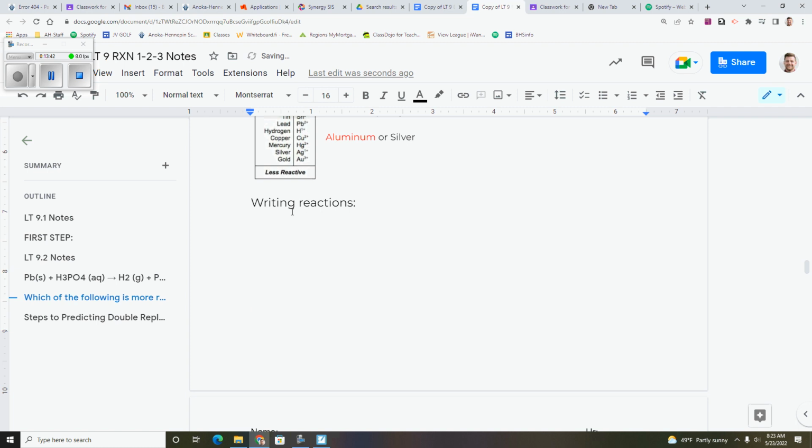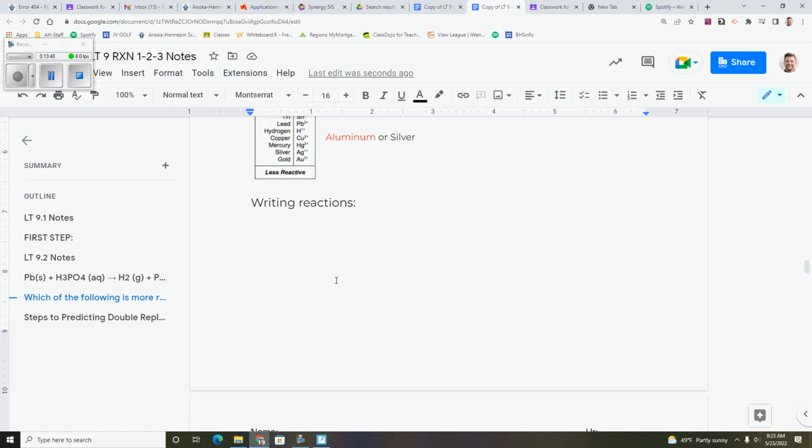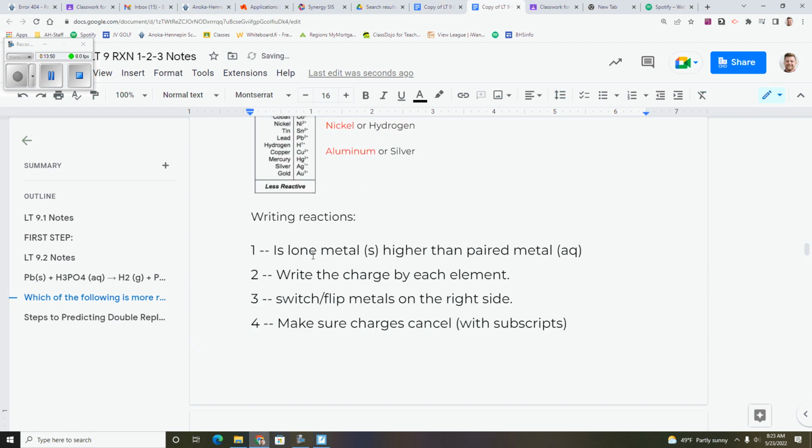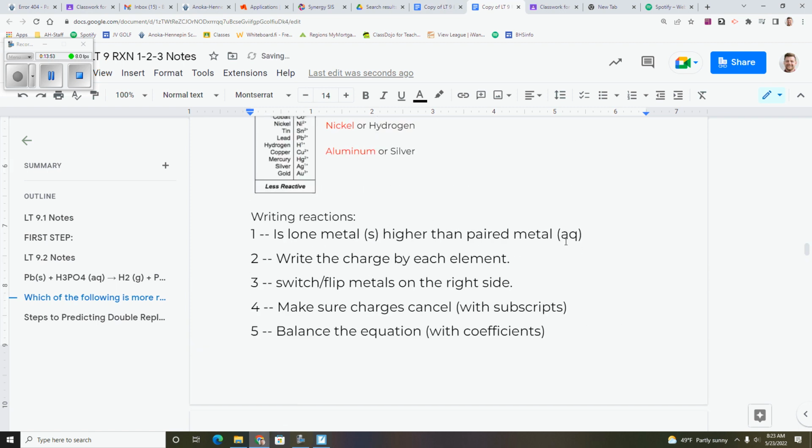Writing reactions. So right here, I want you to write this. Let's see if I can paste it in now. Maybe it won't work. There it is. Okay. Is the lone metal higher than the paired metal? We just did that.